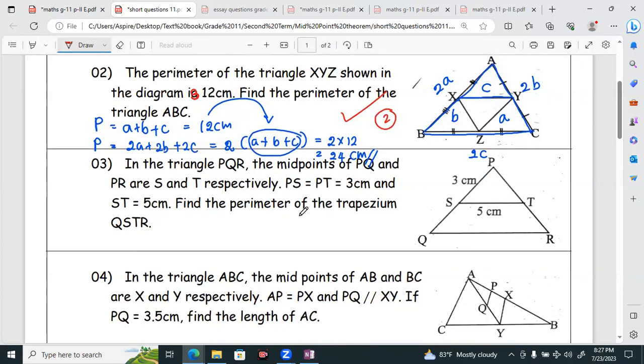Read the question. In the triangle PQR, the midpoints of PQ and PR are S and T. The information may be given in the question, not in the diagram, or in the diagram, not in the question, or both in the diagram and the question. Now it is a case of information given in the question, not in the diagram. In such cases you have to move all the information to the diagram.